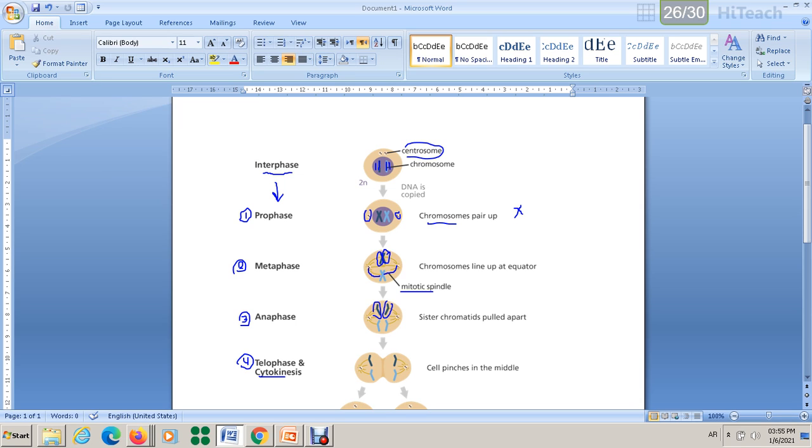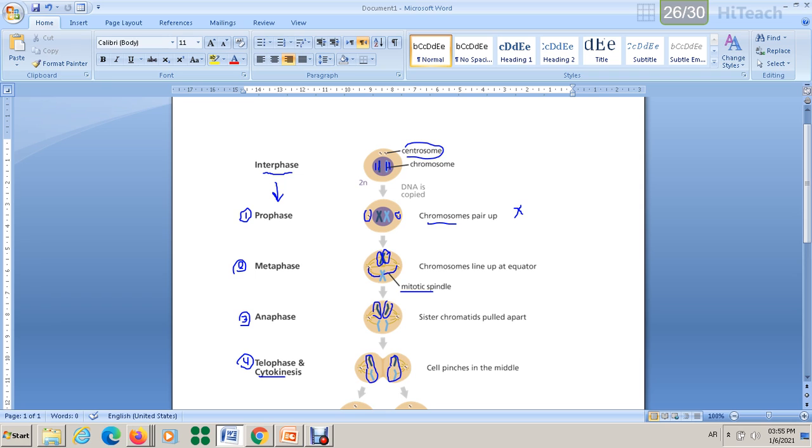Then in the telophase, which is the last stage of the mitosis, a nuclear membrane starts to form around these chromosomes here. These chromosomes start to be less condensed now, and the cell starts to pinch inward.